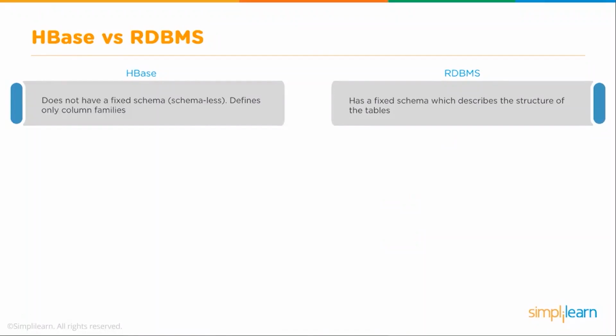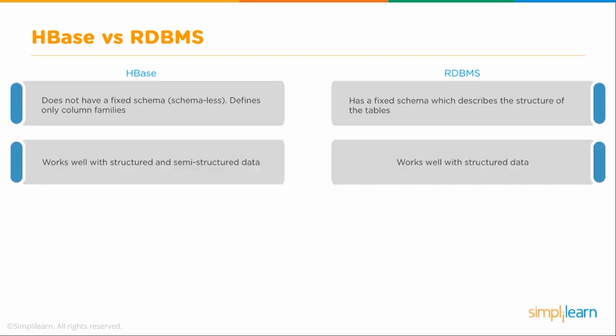HBase versus RDBMS. So the HBase does not have a fixed schema. It's schemaless. Defines only column families. And we'll show you what that means later on. An RDBMS has a fixed schema which describes the structure of the tables. And you can think of this as you have a row and you have columns. And each column is a very specific structure, how much data can go in there and what it does. With the HBase, it works well with structured and semi-structured data. With the RDBMS, it works only well with structured data.